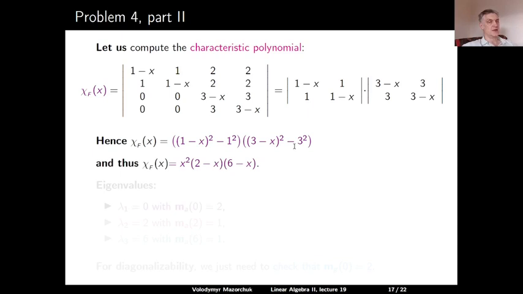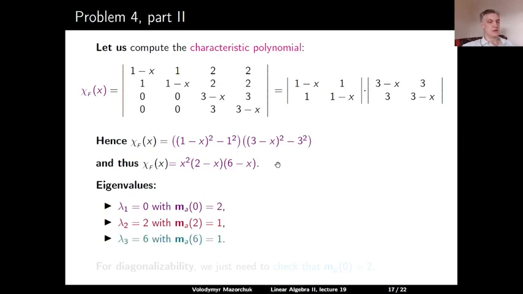If we collect this together, we will get that our characteristic polynomial is equal to x squared times (2 - x) times (6 - x). So we have three eigenvalues: the eigenvalue 0 with algebraic multiplicity 2, the eigenvalue 2 with algebraic multiplicity 1, and the eigenvalue 6 with algebraic multiplicity 1. So for diagonalizability, we just need to check whether the geometric multiplicity of 0 is 2. This is the only thing we need to conclude that the matrix is diagonalizable.